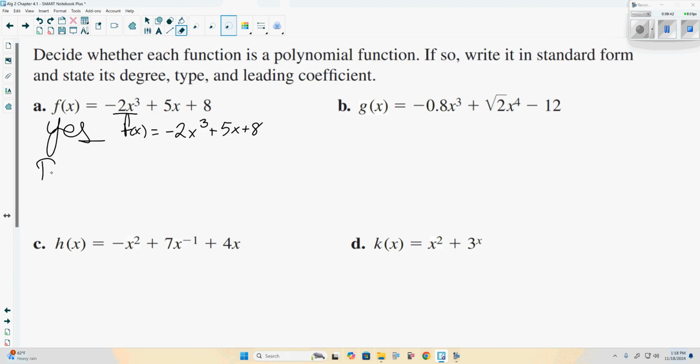The degree. The degree is the number or exponent, the biggest exponent, which in this case is 3. The degree is 3 because the biggest exponent we have attached to a variable is 3. Now the type is cubic. Because if it's a degree 3, it's a cubic function. And lastly, leading coefficient. Leading coefficient is the number in front of the variable with the biggest exponent, which is -2. And that's it.